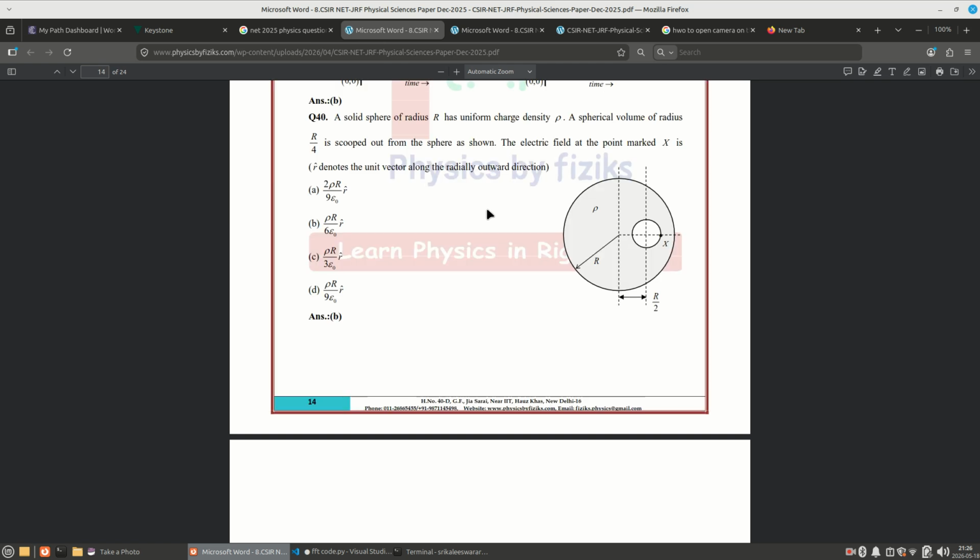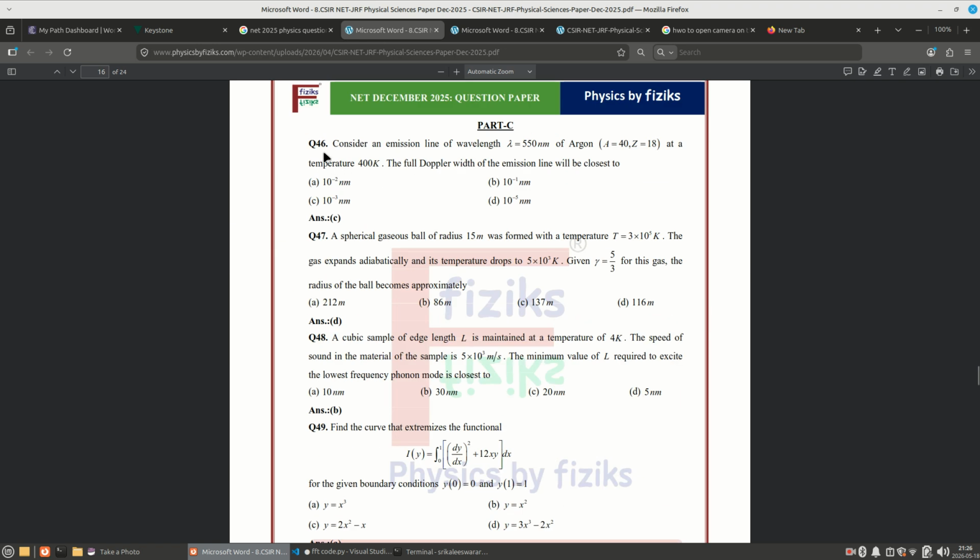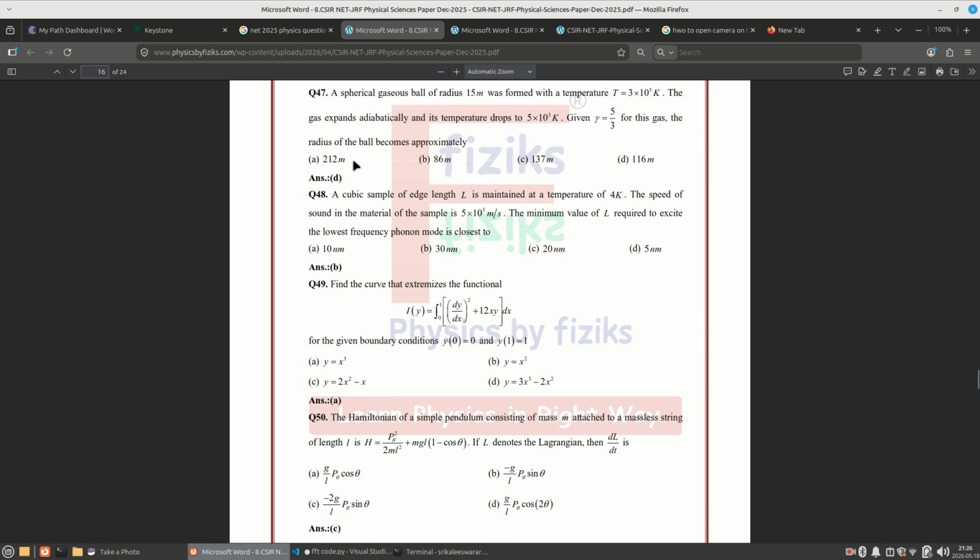Here you can see this is the question paper. Initially we have solved two of the questions here in Part C: the emission line of wavelength 550 nanometer, and a spherical gaseous ball of radius 15 meter. These two questions are already solved and the videos are uploaded on my channel. Today we are going to discuss questions 48 and 49.